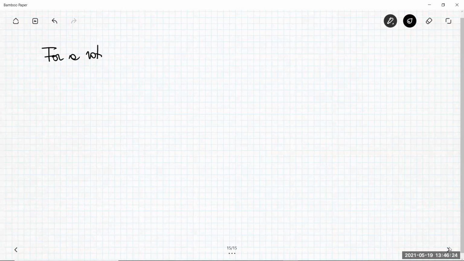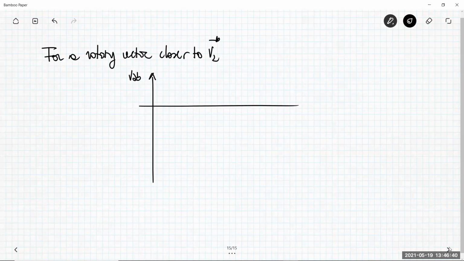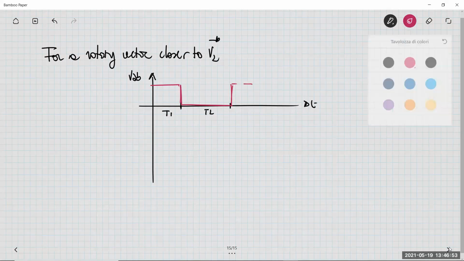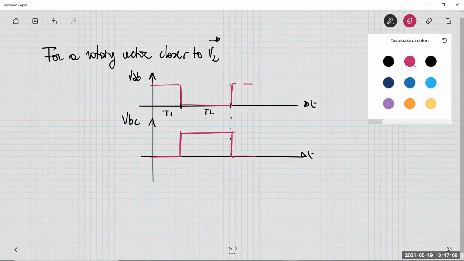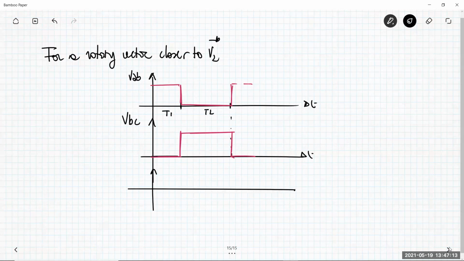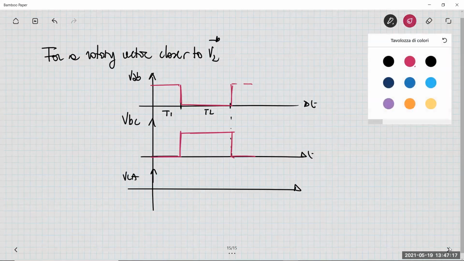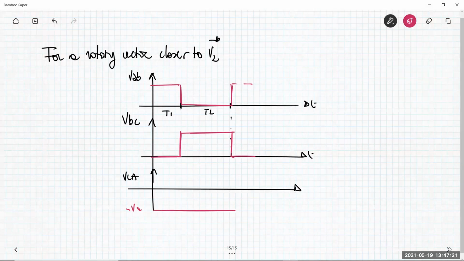for a rotating vector closer to V2, it means that VAB should be something like this: T1, T2, etc. VBC is this one, and then VCA is always constant. Like this. Okay.